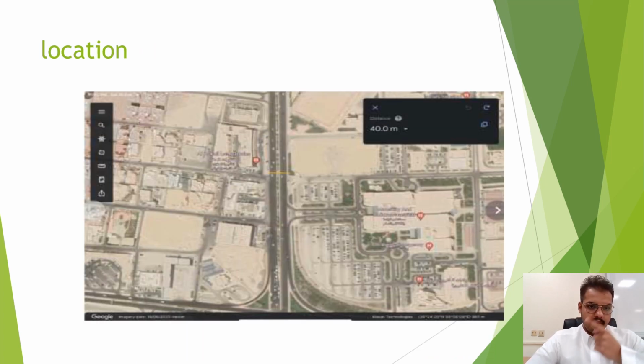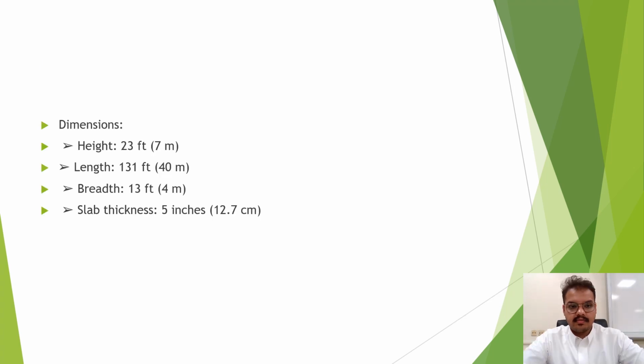Location: our project is located between King Fahd Specialty Hospital and malls and also the activities area. Dimensions of our bridge: height is 23 feet, length is 131 feet, breadth is 13 feet, and finally slab thickness is 5 inches.